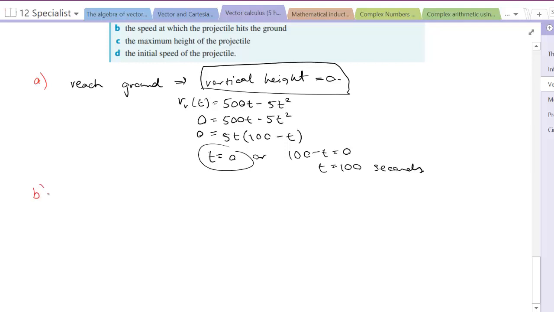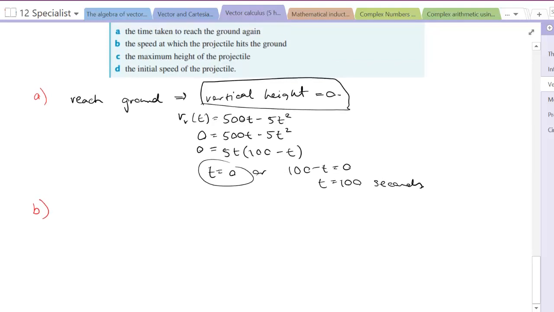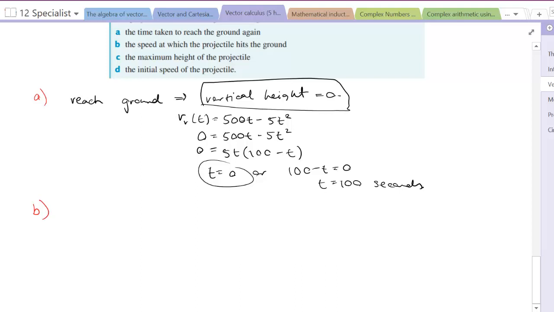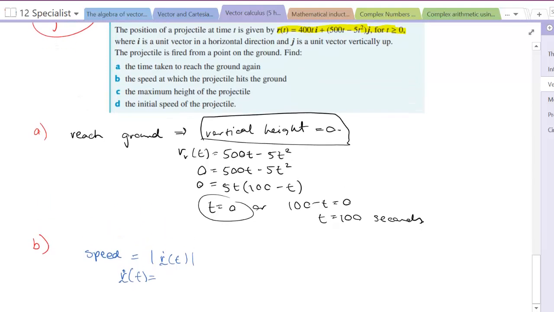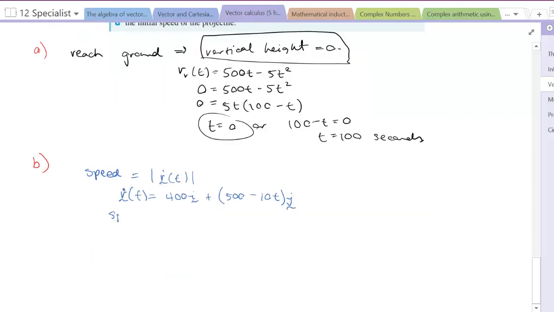Now when we look at part B, we're trying to find the speed at which the projectile hits the ground. So we're looking at the magnitude. Speed is going to be the magnitude of the velocity vector. So we'll start by finding the velocity vector, and we find the derivative here. It's just going to be 400 in the i direction, and in the j direction we will have 500 subtract 10t. And so our speed will be the magnitude of that: the square root of 400 squared plus (500 take 10t) all squared, in meters per second.